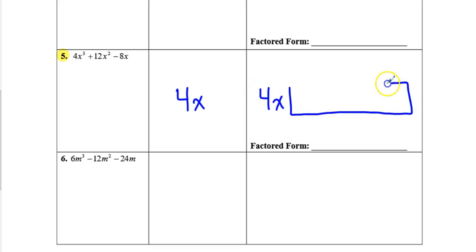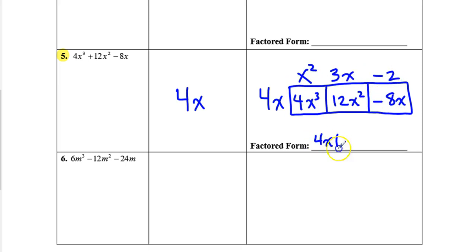So I've got 4x, okay, so there's my factored form. I can check it by distributing, and it looks like it all checks out, except I put in a minus sign where there need not be one. That is good that I caught that by checking. It should be a plus.